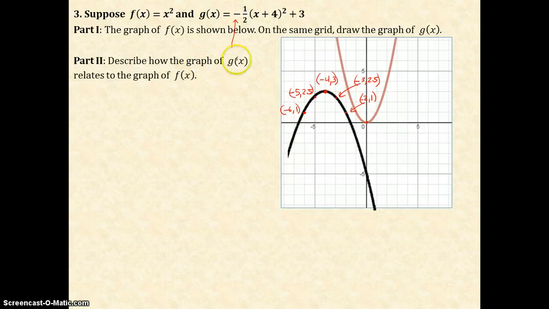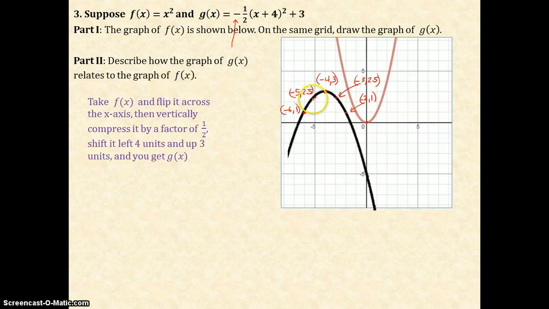So then describe how the graph of g of x relates to the graph of f of x. Well, if you take f of x, flip it across the x-axis, then vertically compress it by a factor of 1/2, then shift it 4 units to the left and 3 units up, boom, you got g of x.